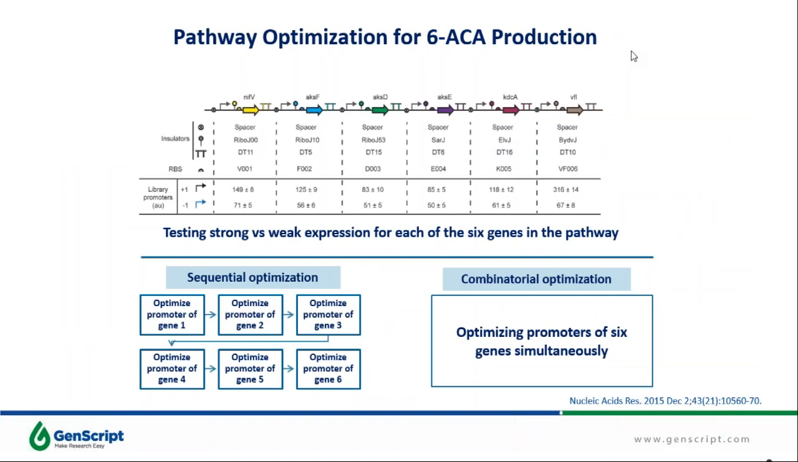To optimize the pathway, the author decided to test the strong and weak expression for each of the 6 genes in the pathway. So they designed a library of promoters. +1 indicates a strong promoter for the gene, and -1 indicates a weak promoter. If we use a sequential optimization approach, we can optimize the expression level of the 6 genes one by one, and this requires 6 rounds of optimization. But if we perform combinatorial optimization, we are able to perturb the expression level of all 6 genes simultaneously, which is apparently more efficient for the project.